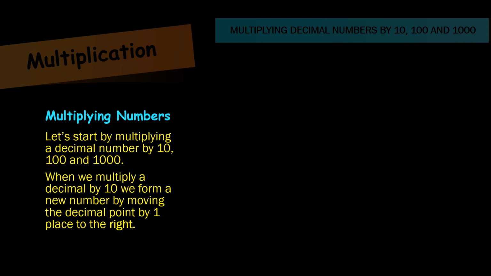We will begin by multiplying a decimal number by 10, 100 and 1000. When we multiply a decimal by 10, we form a new number by moving the decimal point one place to the right. Let's demonstrate how to do this by using an example.